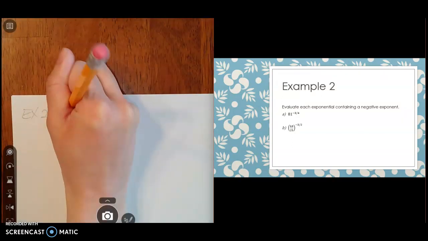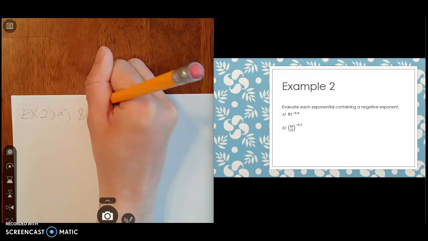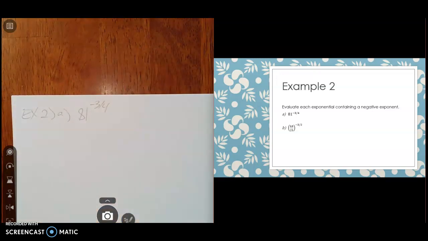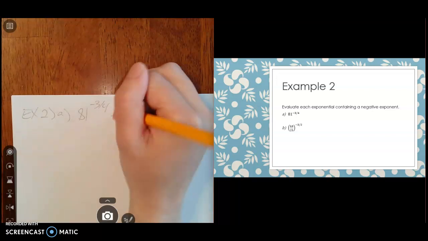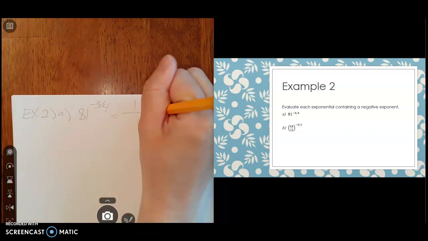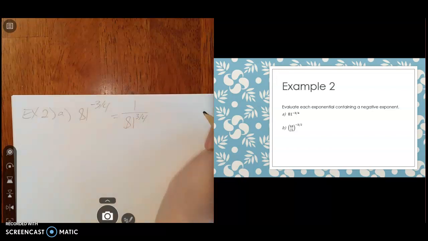We've got 81 raised to the negative 3/4. So the negative exponent just means I don't want to be in the numerator. I'm unhappy where I am. So it's 1 over 81 to the positive 3/4, and then it's happy.